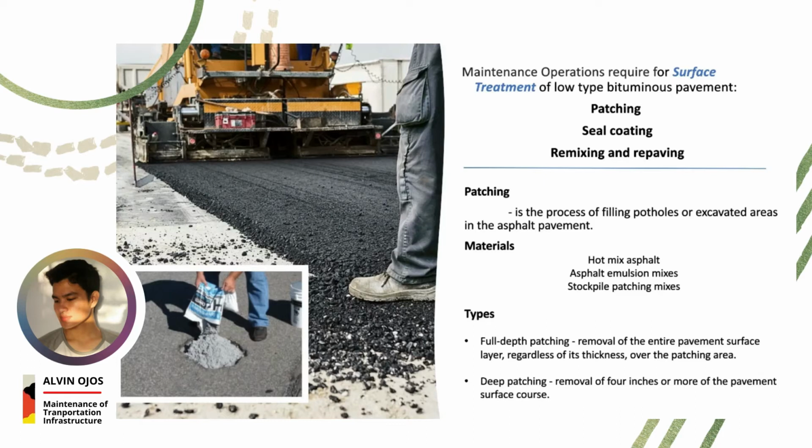And the materials for patching include hot mix asphalt, asphalt emulsion mixes, stockpile patching mixes, and more. We have 2 types of patching, full depth and deep patching. Full depth patching is the removal of the entire pavement surface layer regardless of its thickness over the patching area, while deep patching is the removal of 4 inches or more of the pavement surface course. Full depth patching applies to either asphalt or concrete pavements, but deep patching only applies to asphalt pavement.